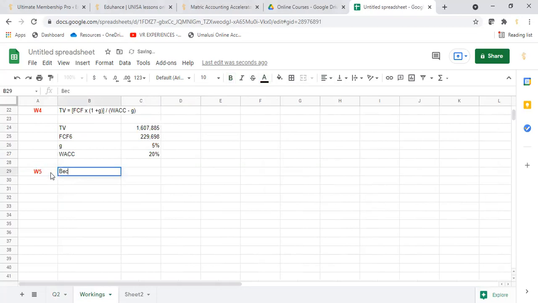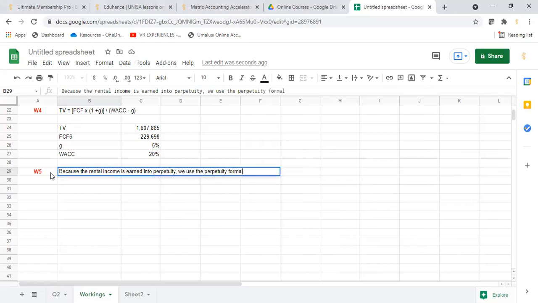So, because the rental income is earned into perpetuity, we use the perpetuity formula to calculate the value.